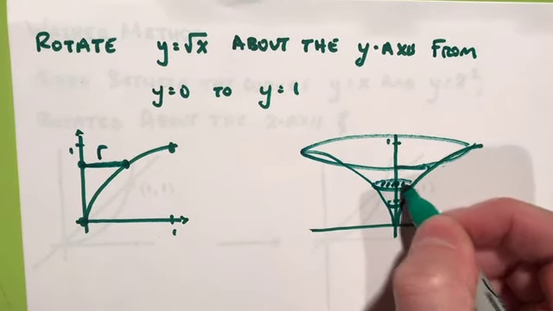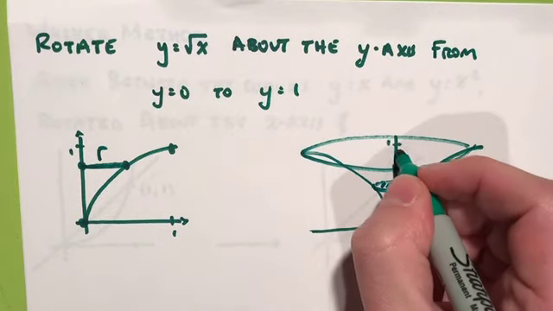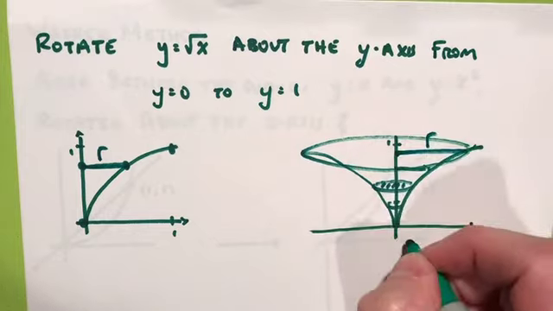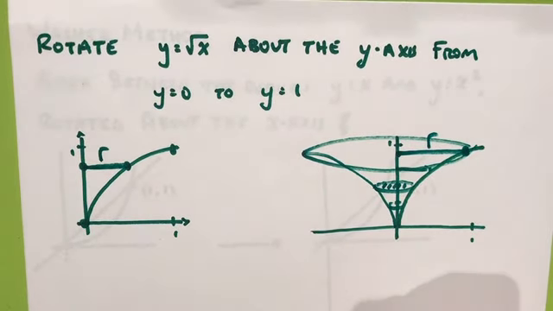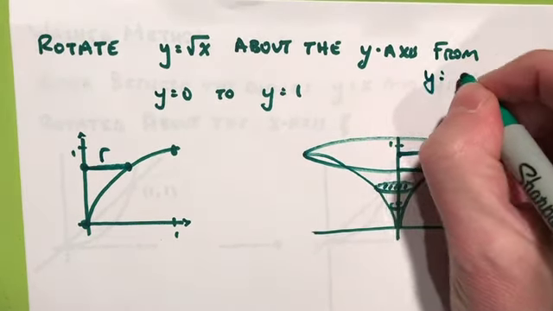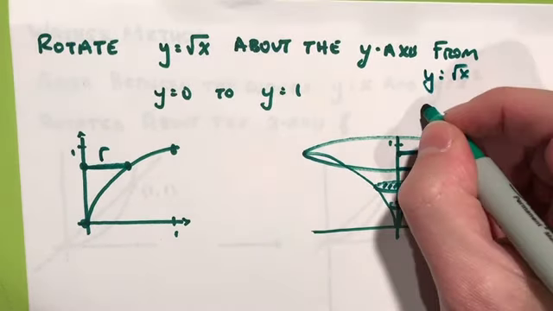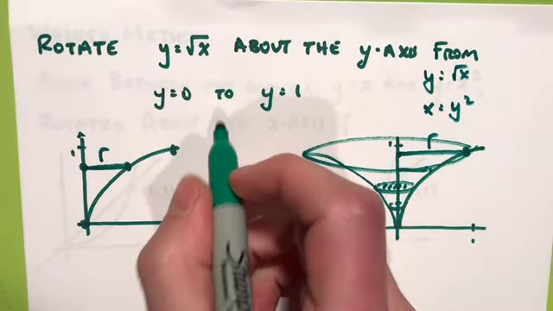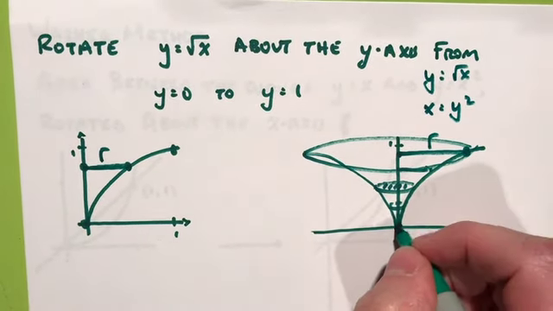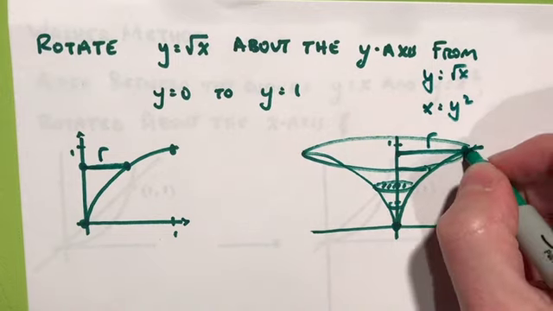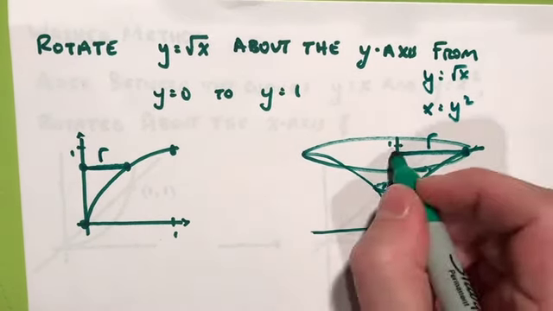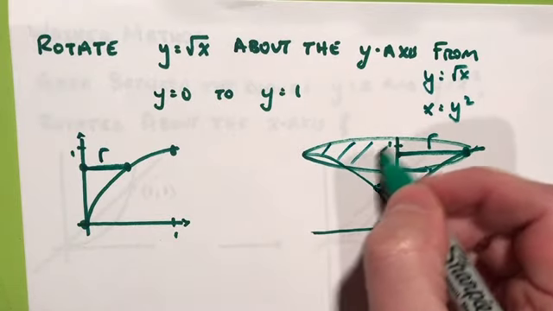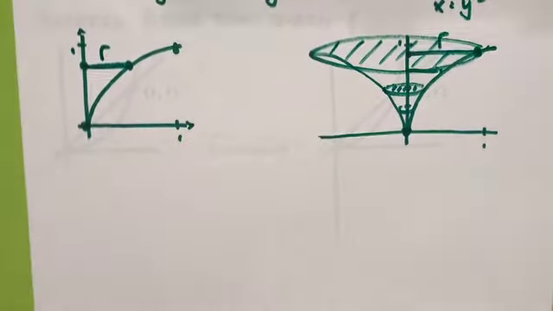Let's focus on one of those single disks. The radius of that disk is going to be the distance from the y-axis out to our curve. I'm going to take my y equals square root of x and rewrite it in terms of y. So this would be x equals y squared. We're still going, I mentioned, from y equals 0 to 1. So there's y equals 0 to y equals 1. But our radius is now x.